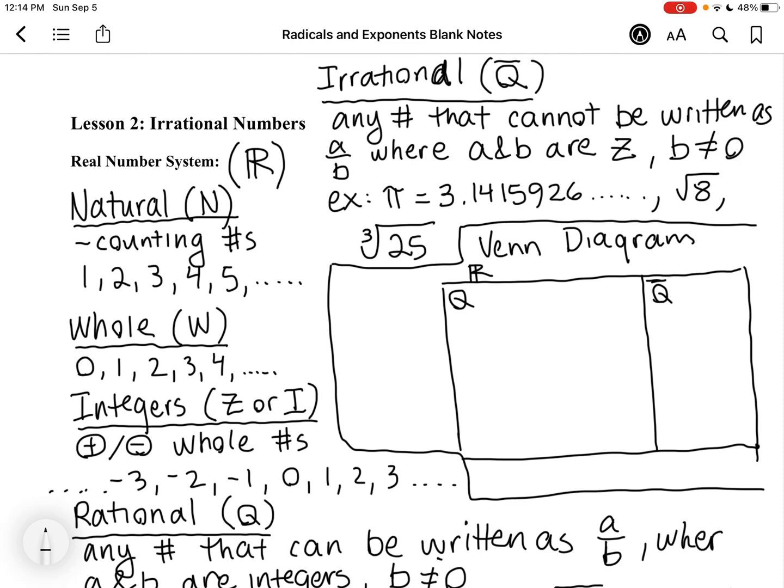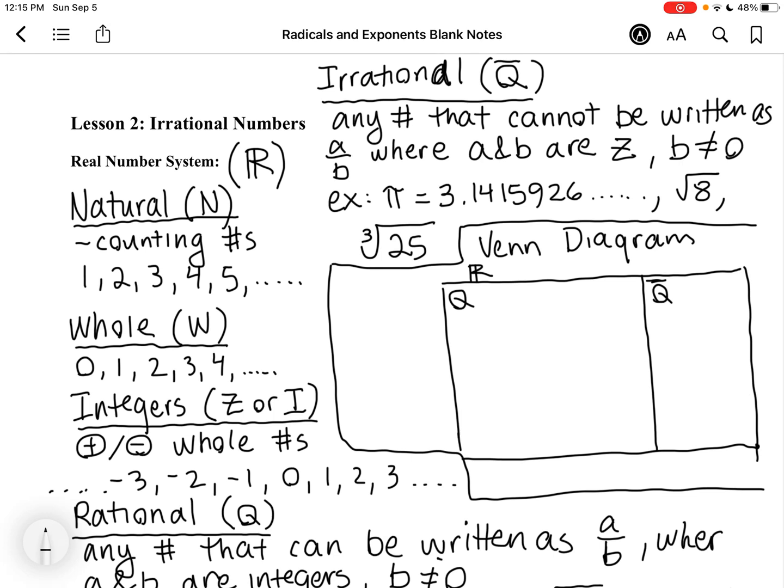Okay, now it looks like Q is bigger than Q naught, but in fact it's not. There are actually more irrational numbers than rational numbers. So in a Venn diagram, the size of each region in the Venn diagram does not necessarily correspond to the size of the set. All right.